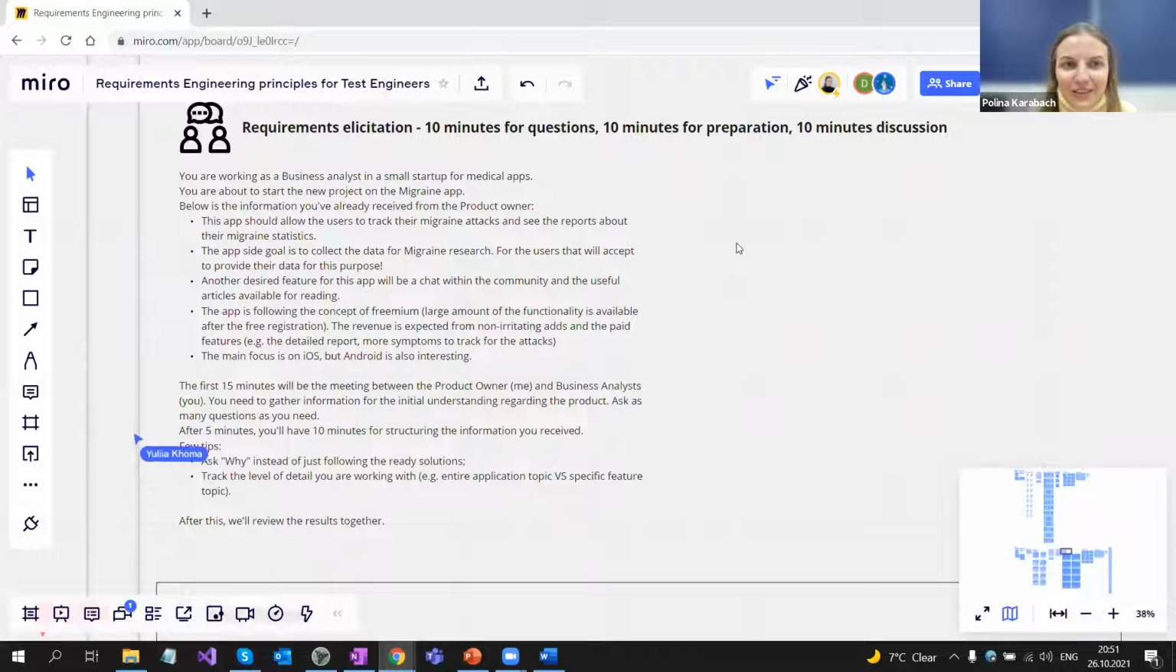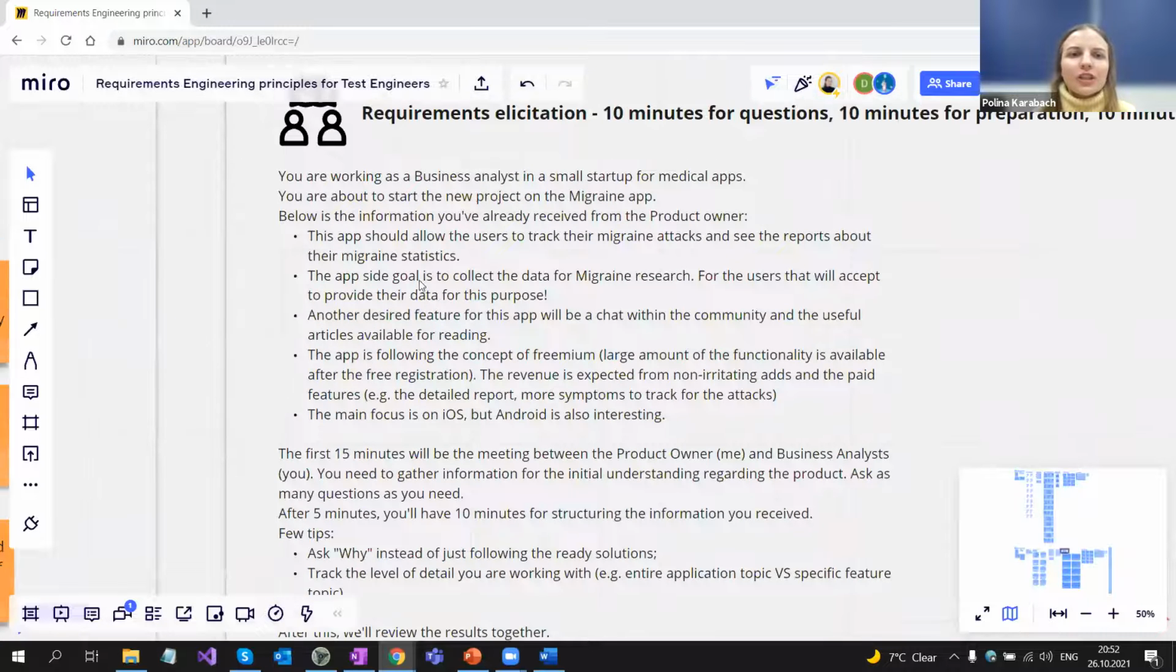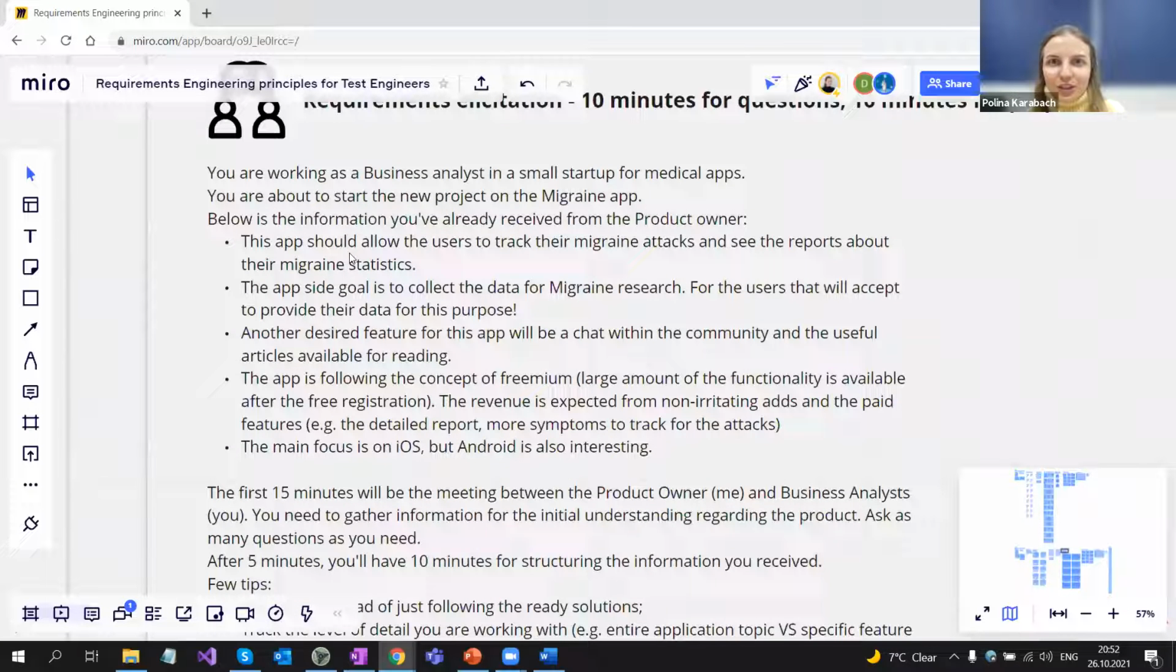All right, so this is a requirements elicitation exercise, where you will be acting in the role of a business analyst, eliciting requirements for the product. What is the product about? It's a small startup for medical apps, and you are about to start a new project called the migraine app. The goal of the product is to let users track their migraine attacks.